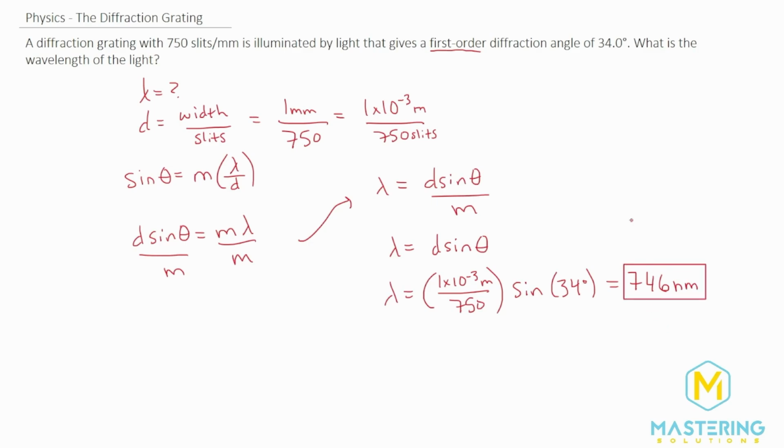So that is the wavelength of light for this diffraction grating, which coincidentally in this case happens to be red, which I didn't intend to do.